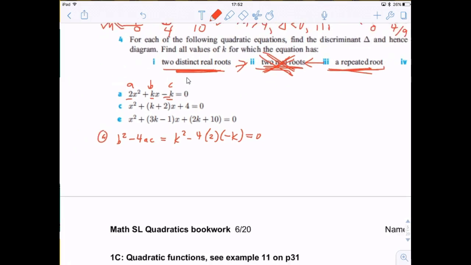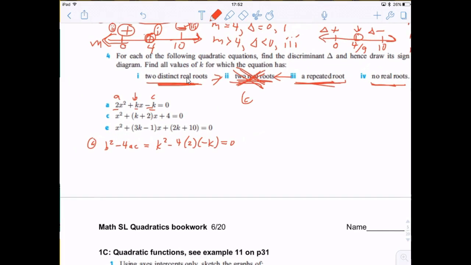So let's look at the C one. C, we're going to do the same thing. C is going to give us, let's see, the A value for C is 1, right? The B value for C is k plus 2, and the C value for C is 4. So I'm going to put b squared minus 4ac. It's going to be k plus 2 squared minus 4 times a, which is 1, times c, which is 4. And then we want to see where that equals 0, just like last time. Okay, and again, if you're bad at algebra, you're going to stop here.